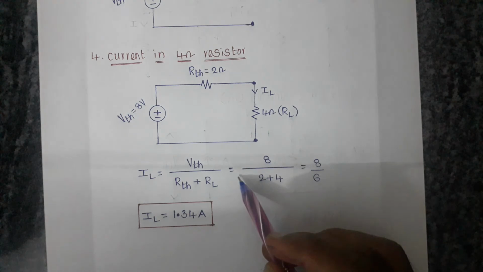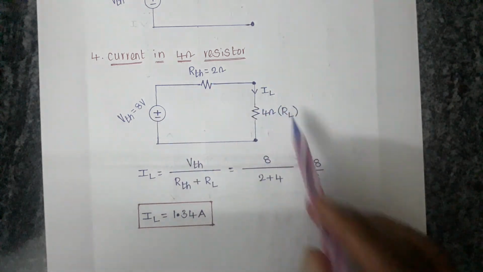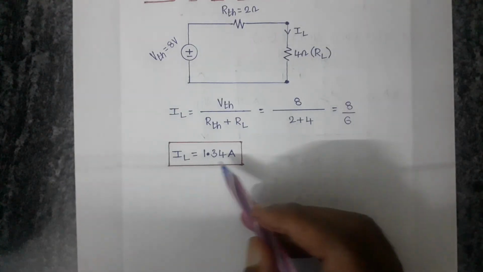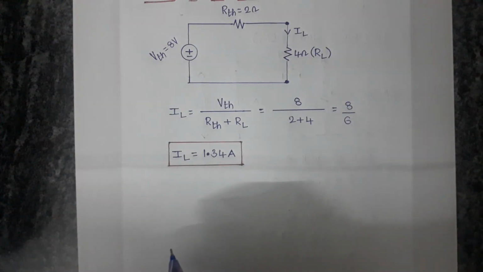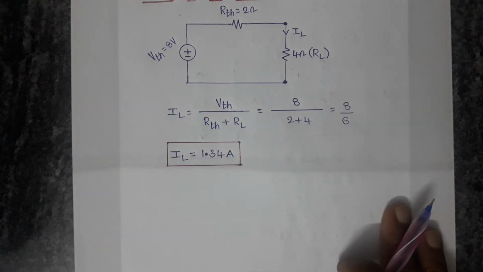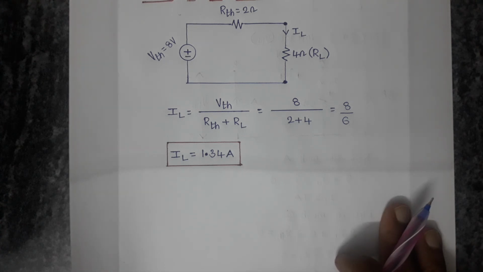So IL is equal to VTH by RTH plus RL, which is equal to 8 by 2 plus 4. So 8 by 6, so IL is equal to 1.34 amperes. In that way, the current in the 4 ohm resistor is 1.34 amperes. So we are getting this value by using Thevenin's theorem.